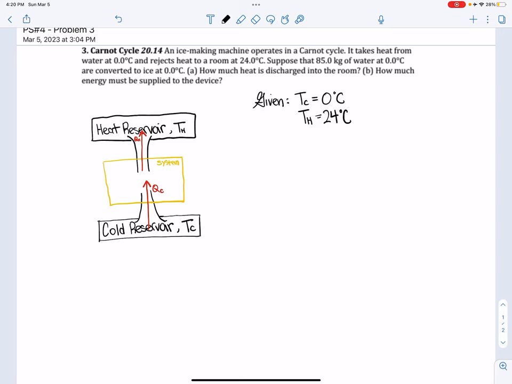Obviously, it's an ice-making machine. Some sort of work needs to enter my system in order to make the ice. So, to complete my energy transfer diagram, I'm just going to close this out, right? And here, work enters my system. So work is going to enter the system, and that is going to be work in. Okay.